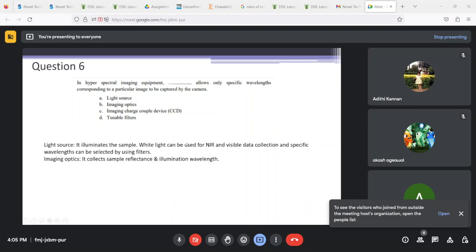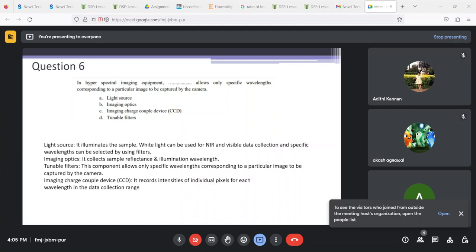Then you have imaging optics that collects your sample reflectance and illumination wavelength. Multiple optics inside your equipment help in the reflectance of the incoming light and help it reach the detector as well. Sorry, first we'll deal with tunable filters. Tunable filters is the answer to this question. This component allows only specific wavelengths corresponding to a particular image to be captured by the camera.